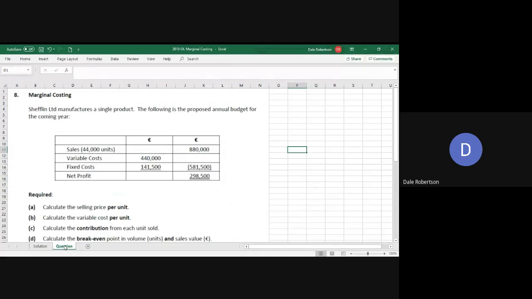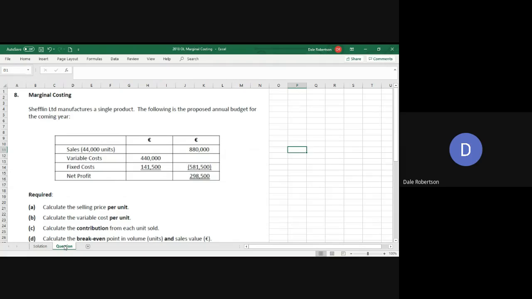Okay, we're going to have a look at marginal costing, and we're going to start with an ordinary level question from the 2018 ordinary level exam paper, question 8. We're going to learn a lot of the basics and some definitions here on marginal costing by doing an ordinary level question, and then we'll be able to translate and use some of those as we go on to a higher level question afterwards.